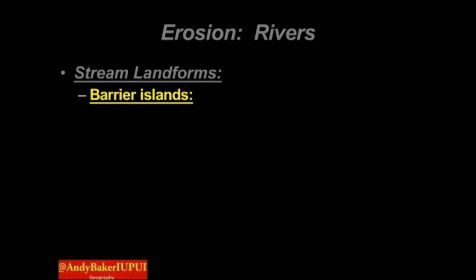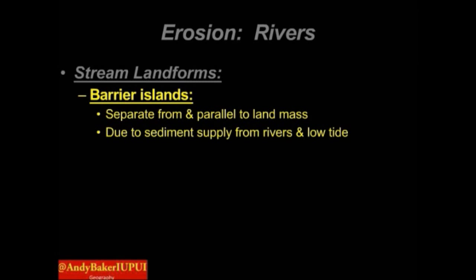Finally, our last term we're going to look at regarding stream landforms are barrier islands. And barrier islands are a lot of our vacation destinations. And so characteristics of barrier islands is they're separate from but parallel to a landmass. And it's due to sediment supply from rivers and also low tide, so the combining forces.